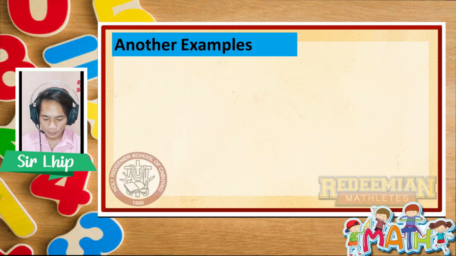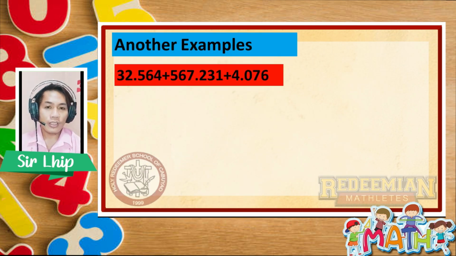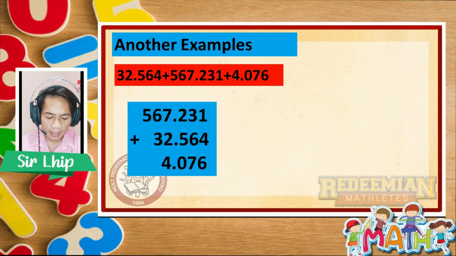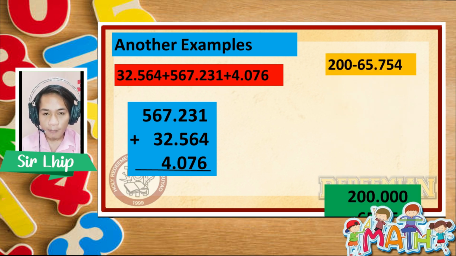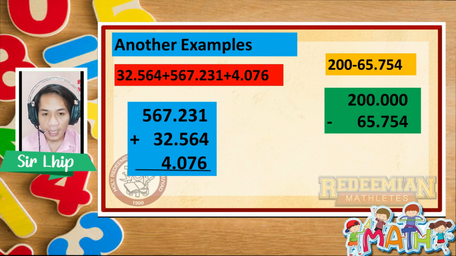Another example: 32 and 564 thousandths plus 567 and 231 thousandths plus 4 and 76 thousandths. First, we need to write in column with the correct alignment of decimal point. 1 plus 4 plus 6 equals 11, carry 1. 1 plus 3 plus 6 plus 7 equals 17.